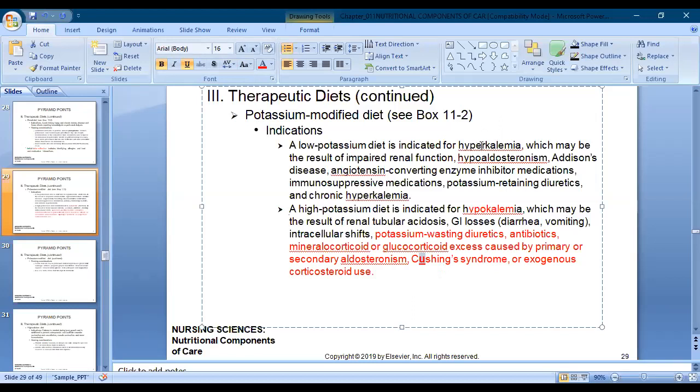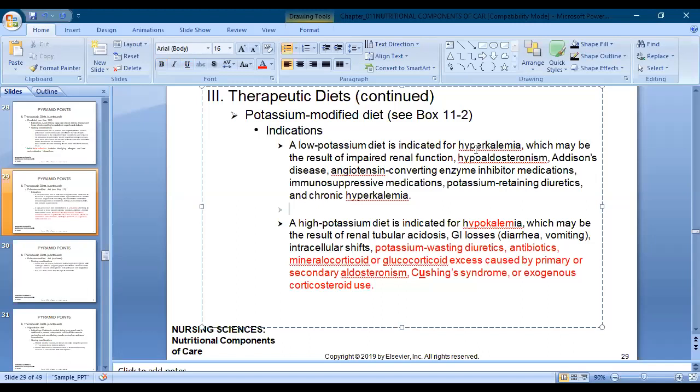So hyperkalemia, what are the medical conditions when hyperkalemia is most common? One example is called Addison disease, then angiotensin converting enzyme inhibitors. So this is the pharmacology, right? Pharmacological drugs. I said the angiotensin converting or antihypertensive medication can cause hyperkalemia, which means potassium accumulates in the body.